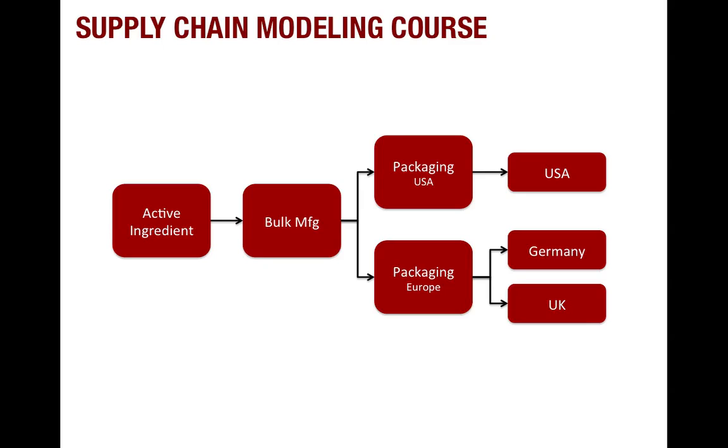That'll then flow to the bulk manufacturing step. So we're taking the active ingredient and we're going to be pressing it into a tablet. From there, it will then move on to two different packaging operations. Let's say one packaging operation located in the United States to service the US market. And then we'll have a European packaging location that in our case will just service Germany and the UK. So it's very simple. We're talking about 3 markets, 2 packaging sites, 1 bulk manufacturing site, and 1 active ingredient. And again, we're going to be talking about just 1 dosage form for this particular pharmaceutical. So it should be pretty simple.